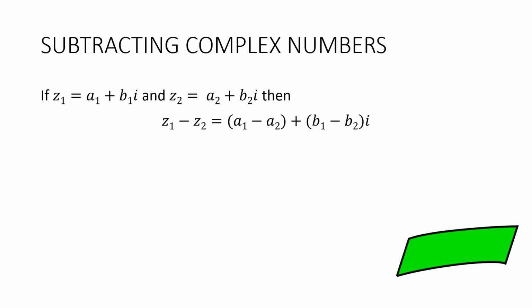And subtracting is easy as well. So if we want to do 3 minus i, take away 2 plus 2i, then we make sure we put our second complex number in brackets, and we're going to end up with 3 take away 2 is 1, negative i take away 2i, which is minus 3i.